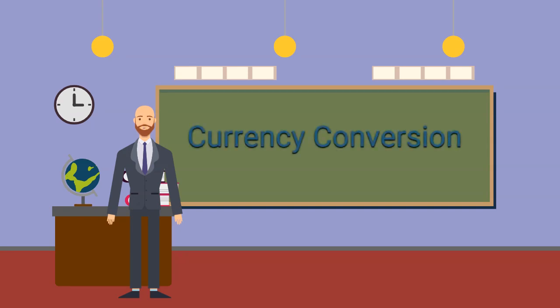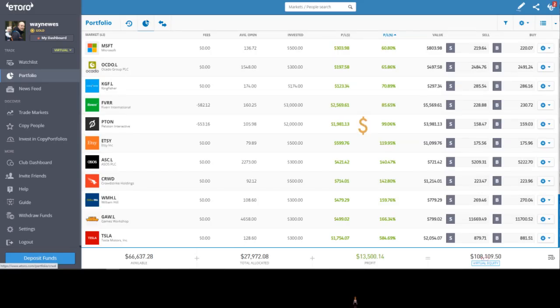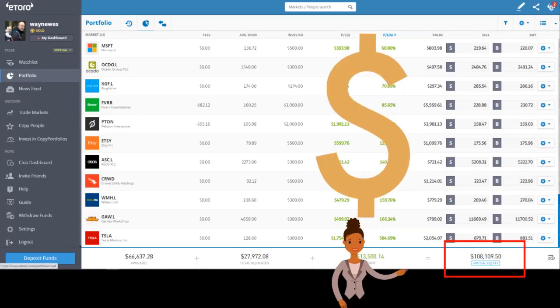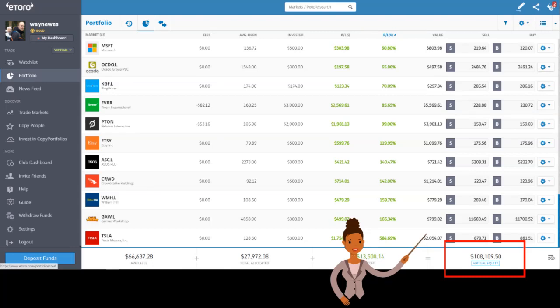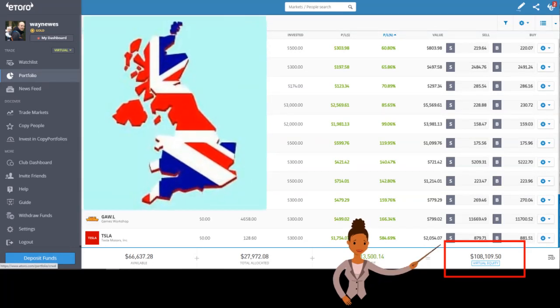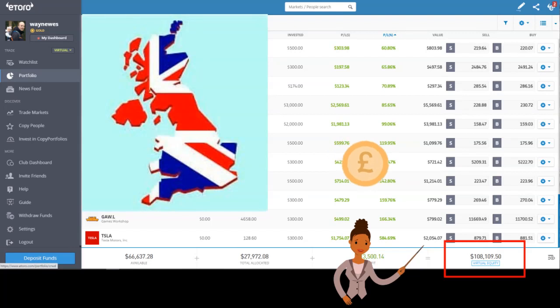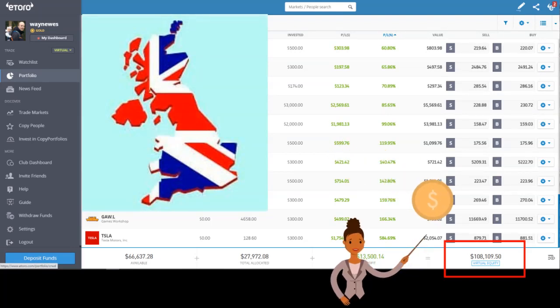The first charge that we have on eToro is currency conversion. Now, I might have to explain that a little better. eToro is a US dollar platform. All funds on the platform are held in US dollars. Therefore, if you are, for example, in the UK and your money is in Great British pounds, then you will need to convert your pounds into US dollars. And no matter who you use to do this, there is a charge.